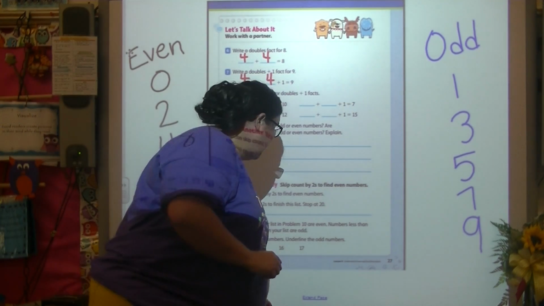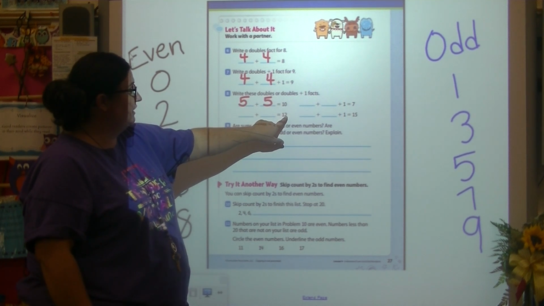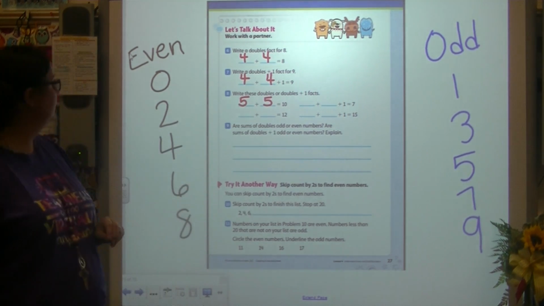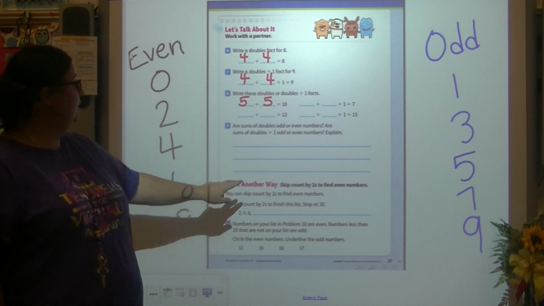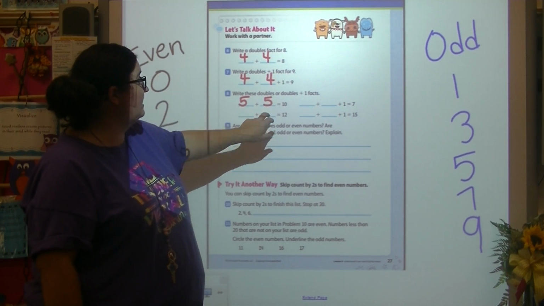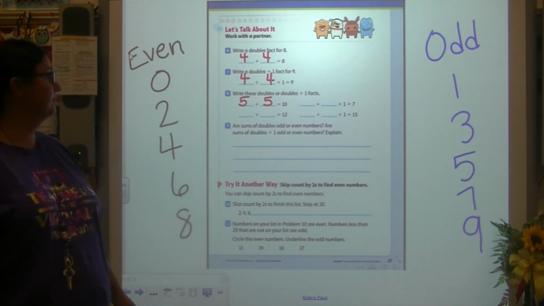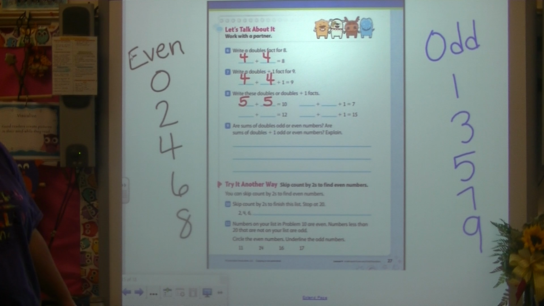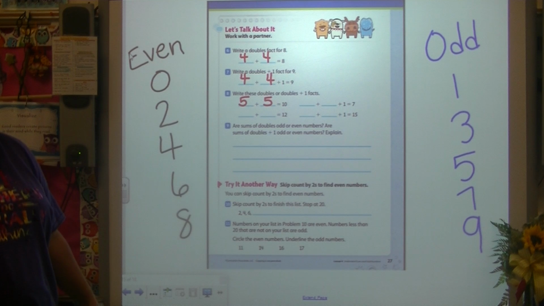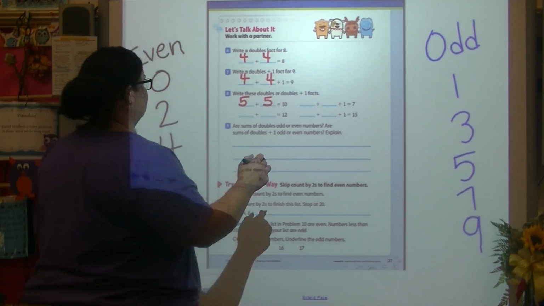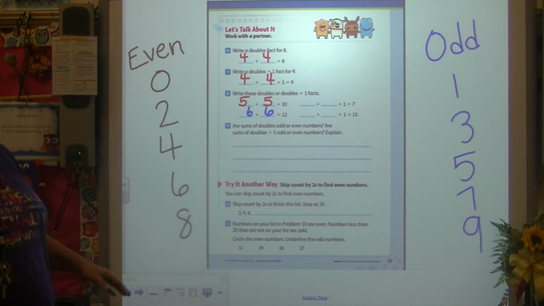All right, the next one says blank plus blank equals 12. Look in your ones place, we have a 2. 12 is even. What number do you add to itself to make 12? What doubles fact? Six plus 6. That gives you an even number.